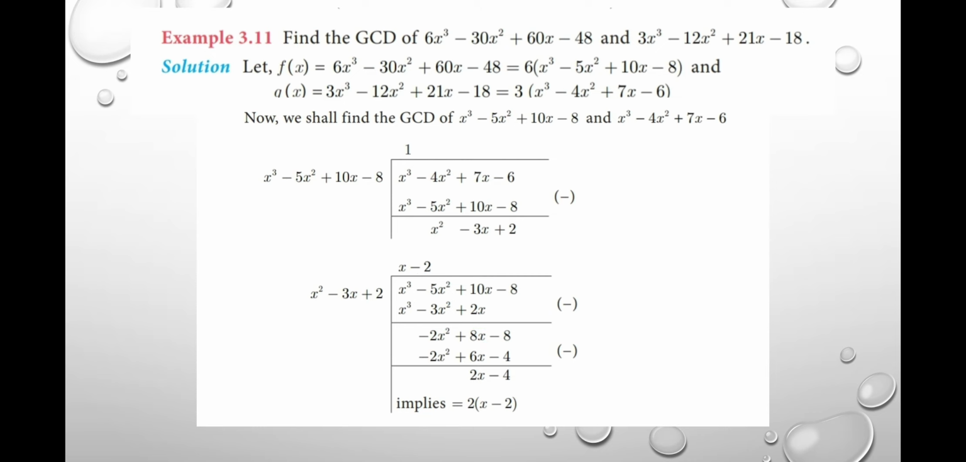Do you understand this? Now continue the same process: divide the first term of the dividend, that is minus 2x square, by the first term of the divisor, that is x square. What do you get?